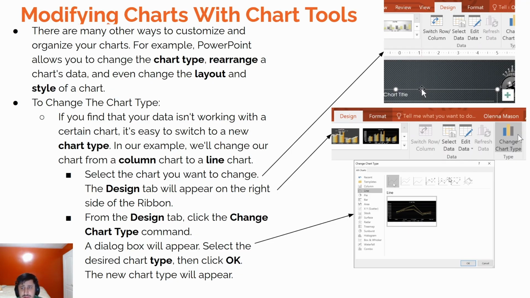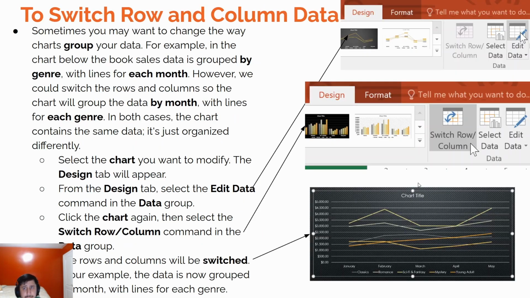So let's say we want to change the chart type. Again, we click on our chart, then go to Design, click Change Chart Type, right? And then we can go through and select the chart category we want, and then select the specific type of chart we'd like, and then click OK, right? And it will change it for us.